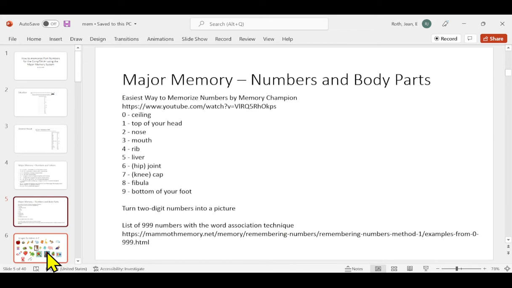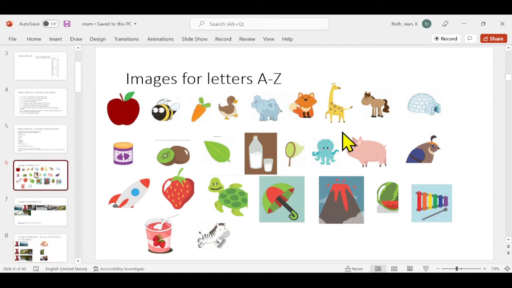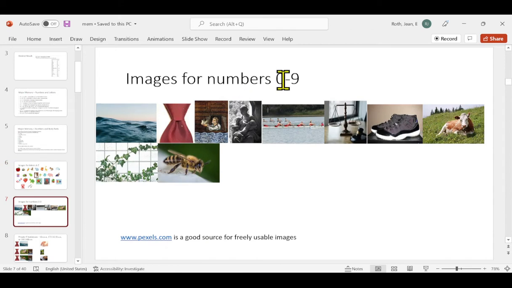So for this task of memorizing port numbers for CompTIA, I have some images for the letters from A to Z, and I have some images for the numbers from 0 to 9. So 0 is the letter C or Z or S, and so 0 is the ceiling. 1 is the letter T or D, the top of your head, that's represented by a tie. 2 is for the letter N, for your nose. This is a picture of Noah. He's releasing a dove from Noah's Ark.